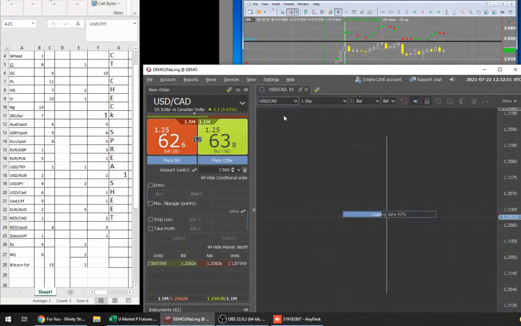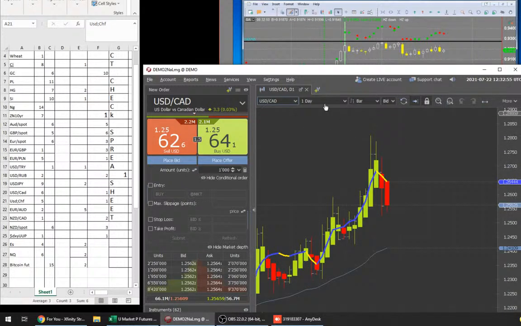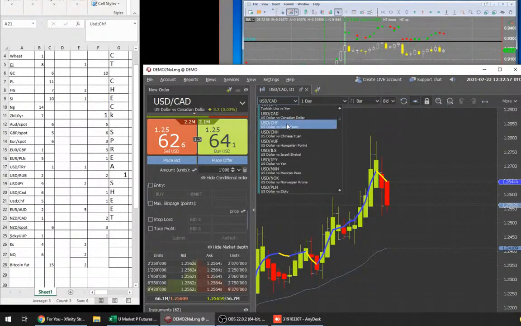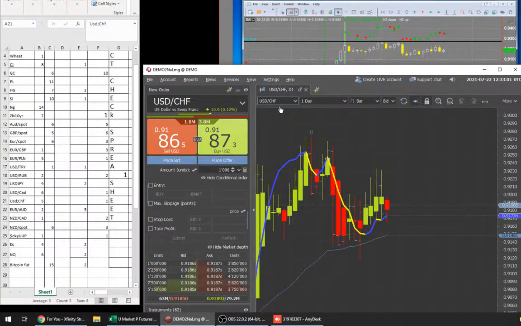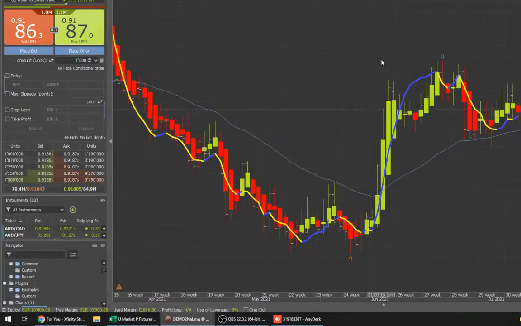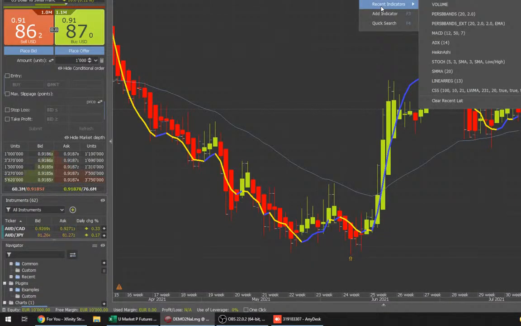Here comes Canadian. No, our lines are not there either. All right, let's go back and find our lines. Let's see, where's that? Let me make it bigger altogether. Let's see what we can find. Oh, there we go. Recent indicators.